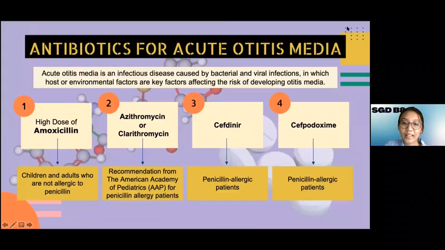Okay, my name is Naomi Margaret Panjaitan, and I will continue the presentation. In acute otitis media, antibiotics play a role in overcoming the infection process. The use of antibiotics must be in accordance with the needs and condition of the patient. First, there is high-dose amoxicillin for children and adults who are not allergic to penicillin. And for patients who are allergic to penicillin, there are azithromycin or clarithromycin, cefdinir, cefpodoxime, and cefuroxime.